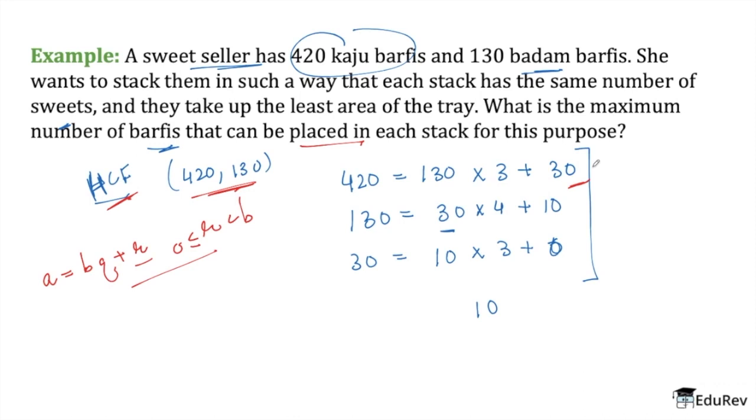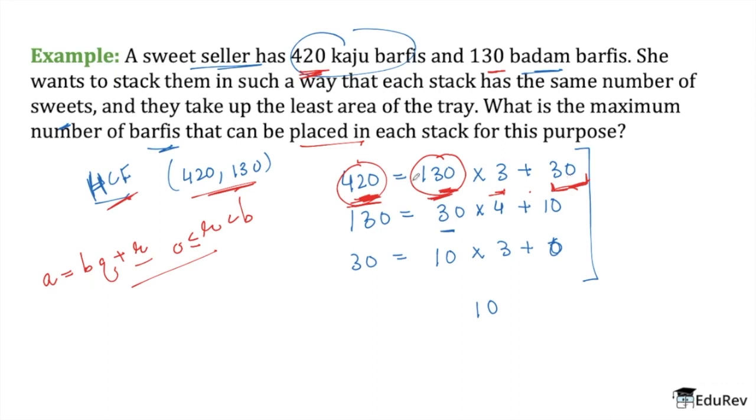And for the same we have used Euclid's division lemma. Now the thing is that when I see 420 and 130, I can immediately say that 420 Kaju burfis means 130 Badam burfis into 3 plus 30. Correct? So this is your Badam burfis and this is your Kaju burfis. So Kaju burfis is nothing but 130 into 3 plus 30. That is going to give the total amount of Kaju burfis. This means that when I accommodate 420 and 130, there is still a remainder of 30, right?